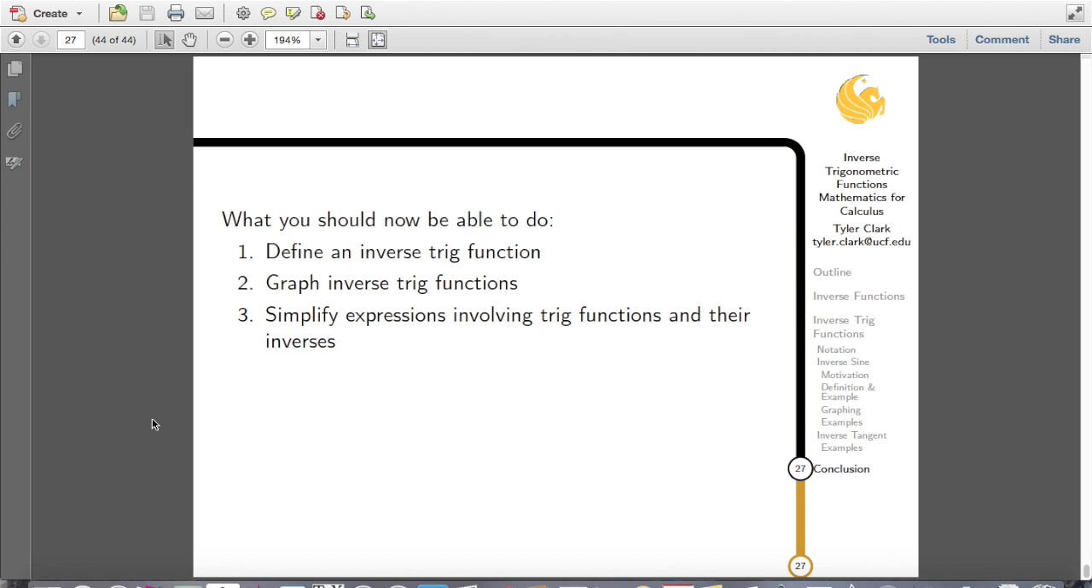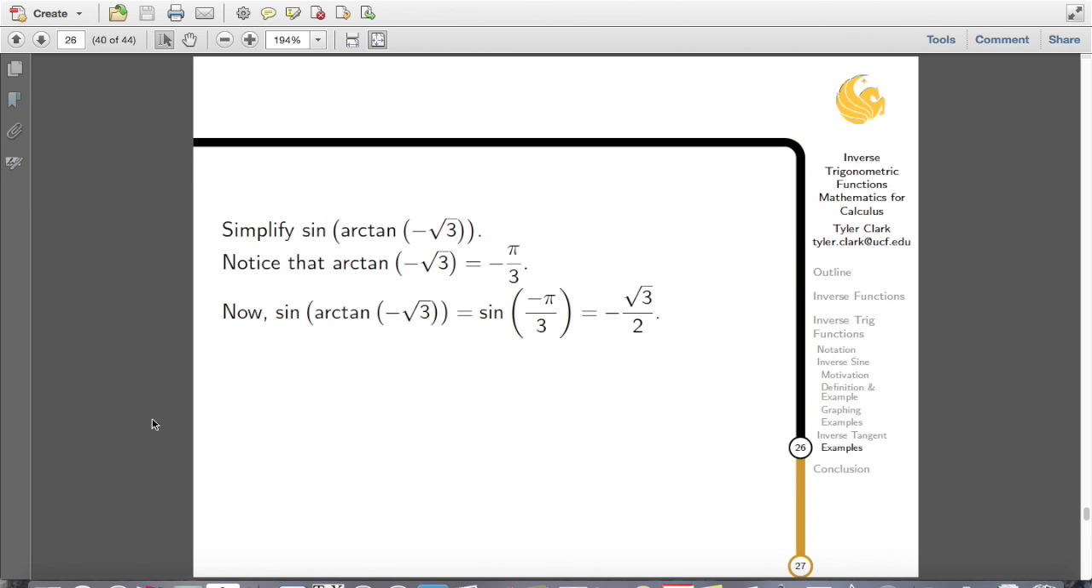You should also be able to simplify expressions involving trig functions and their inverses. We did 3 of these problems for the sines and inverse sines, and we did 3 for tangents and inverse tangents, and I think we used sines in one of the examples there as well. Remember, we can mix sines and arcsines and tangents and arctangents in a single expression, like we did in this third example here. We have a sine and we also have an arctangent.